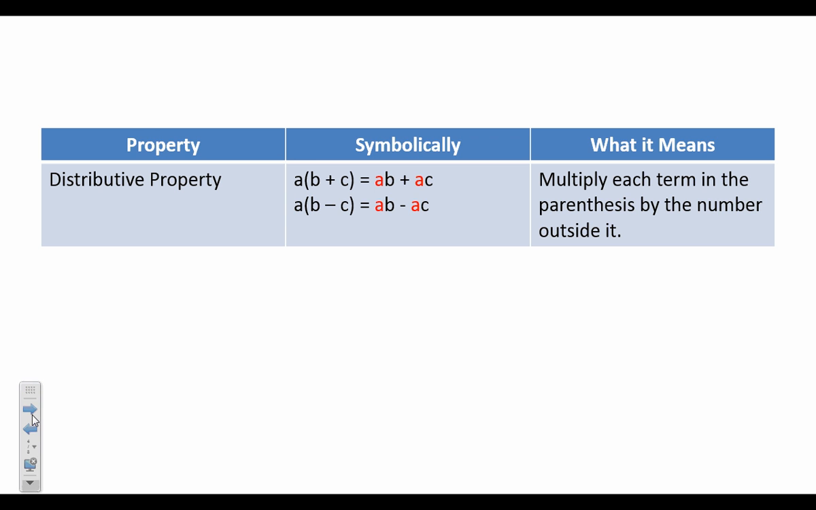Next property is the distributive property. The distributive property symbolically says A times the quantity B plus C is equal to AB plus AC. And A times the quantity B minus C is equal to AB minus AC. So what this means is that you can multiply each term in parentheses by the number that's outside of it.